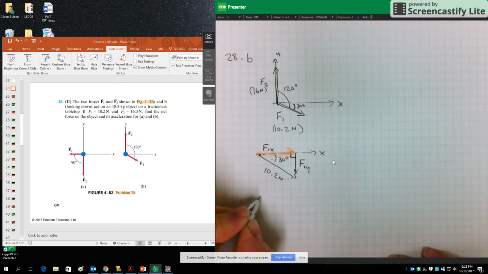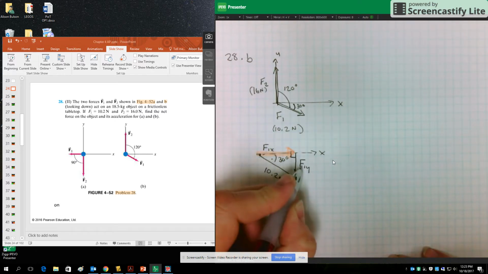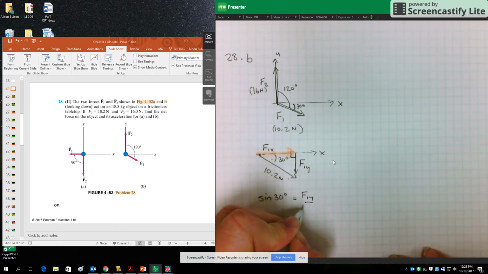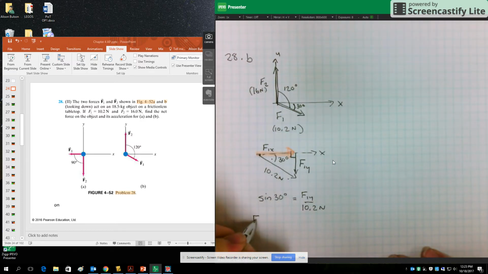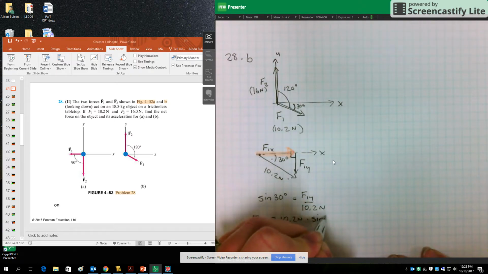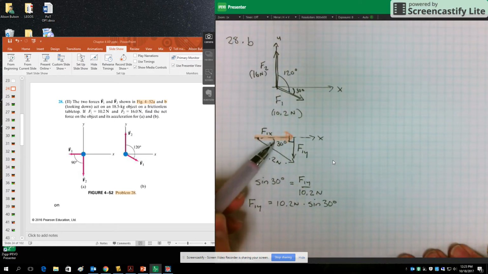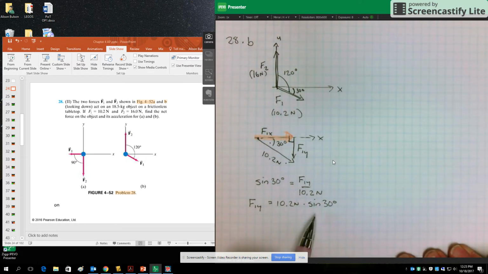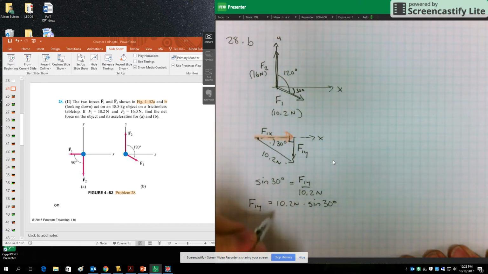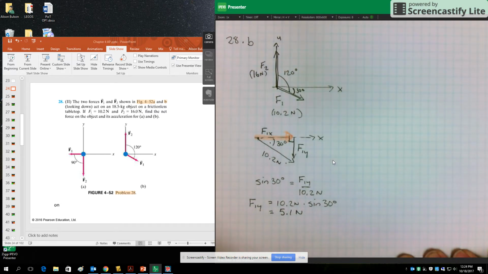So I can say that the sine of 30 degrees is equal to the opposite to 30, so F1y, divided by the hypotenuse, 10.2 newtons. F1y is therefore 10.2 newtons times sine of 30. And now is when you really need to check that you are in degrees. If the angle here is measured in degrees and you try to calculate sine of 30 degrees but you're in radians, you'll have errors. I'm calculating this value right now. So 5.1 newtons.